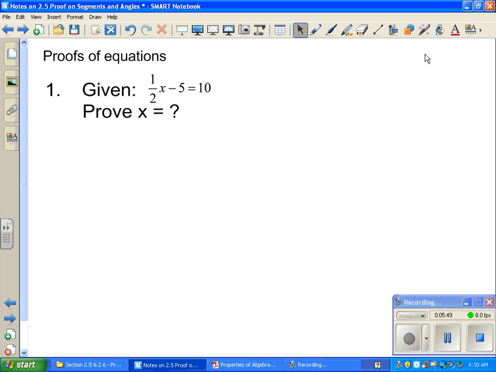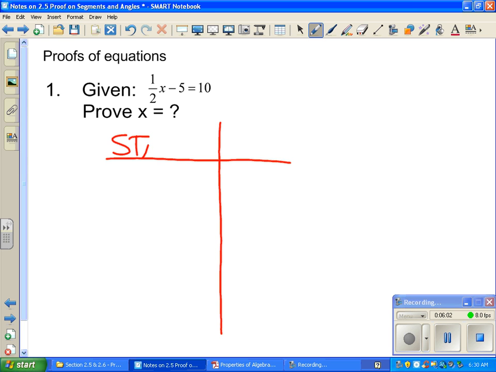So let's look at how that just works with a problem that you're just going to work out, a very short little problem. Well, we do what we call a proof. And a proof has 2 columns. The first one is for statements. And the second one is for reasons.